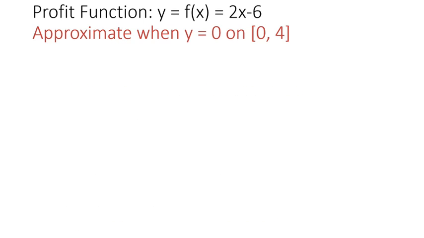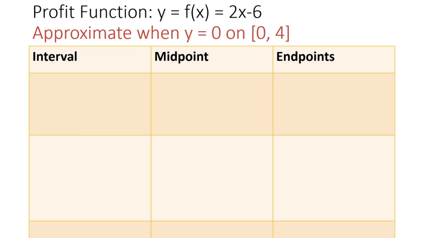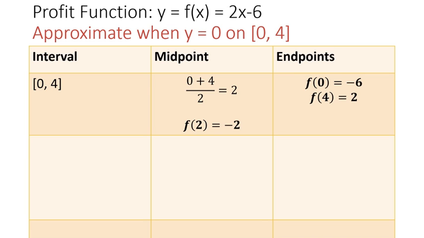My profit function is y equals 2x minus 6, and we're going to approximate when y equals 0 on the interval from 0 to 4. So first I just make a table. First column is my interval, next one is my midpoint, and the last one is my endpoints. So let's start with the interval we're given, 0 to 4. Our midpoint is 2. We plug in 2, we get negative 2, and we test our endpoints.